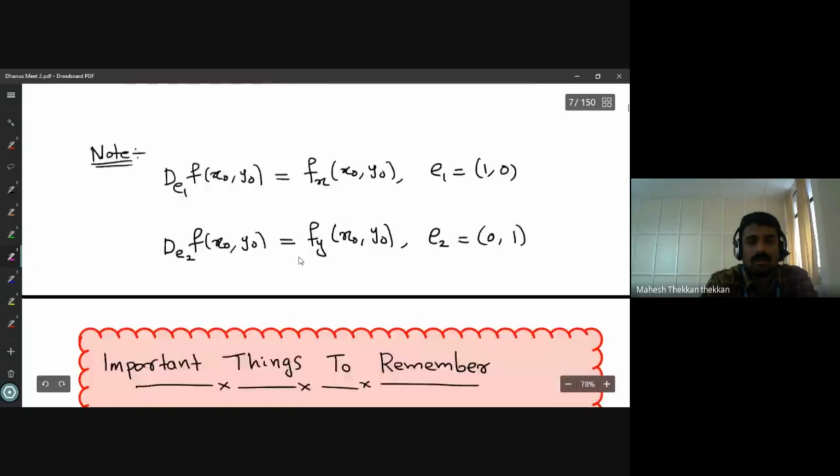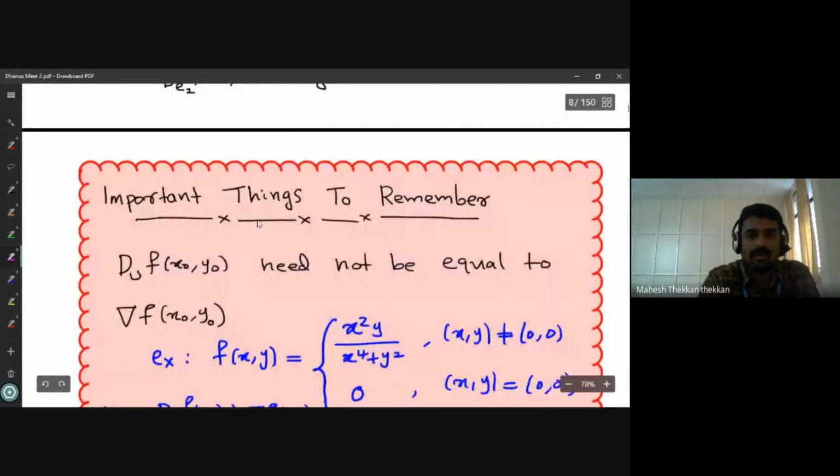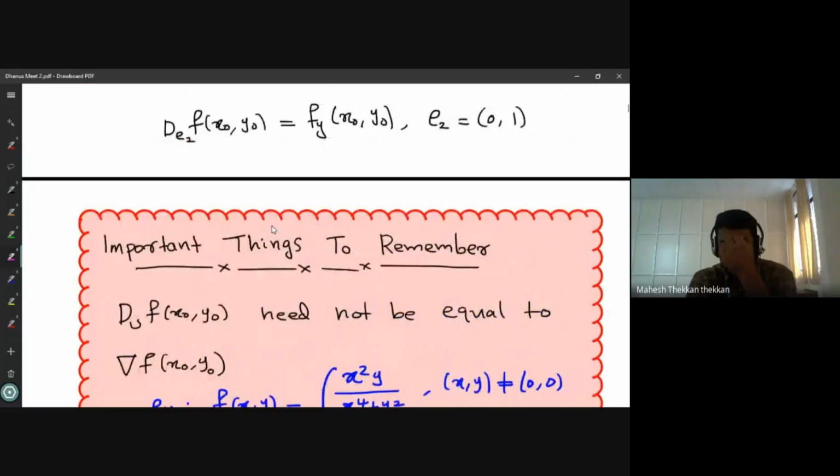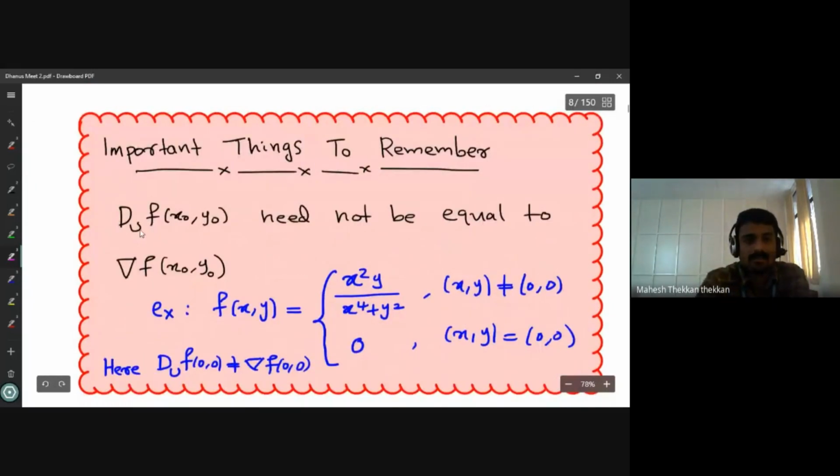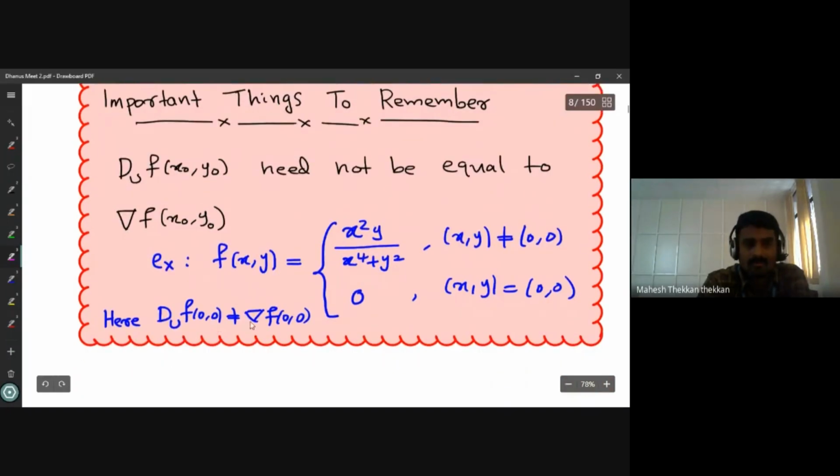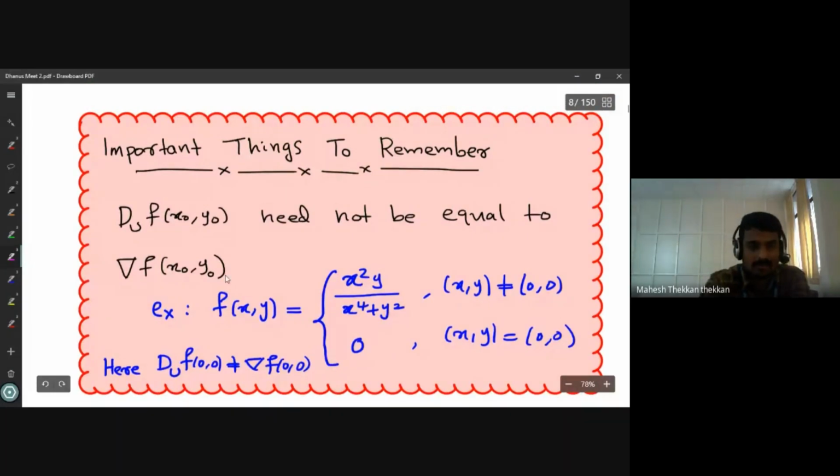And here also I mentioned some important things to remember. The directional derivative of f at (x naught, y naught), denoted by D_u f at (x naught, y naught), need not be equal to del f at (x naught, y naught). I have given one example. In this example, all the directional derivatives at (0, 0) exist, but D_u f at (0, 0) is not equal to del f at (0, 0). We have seen del f at (0, 0) is 0, but D_u f at (0, 0) is not equal to 0. For all directions it will exist. This example we have already discussed.